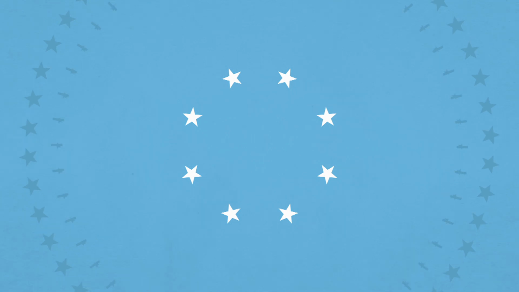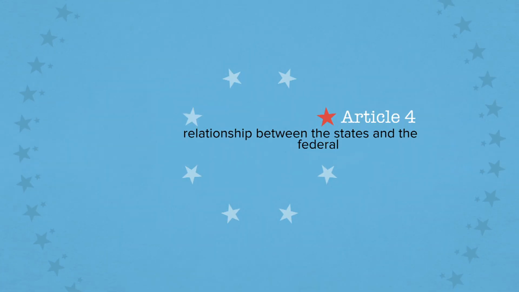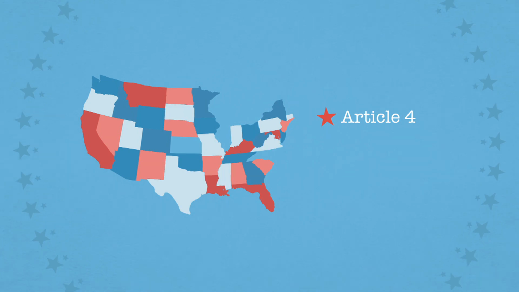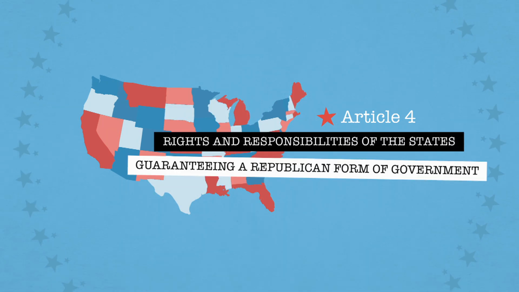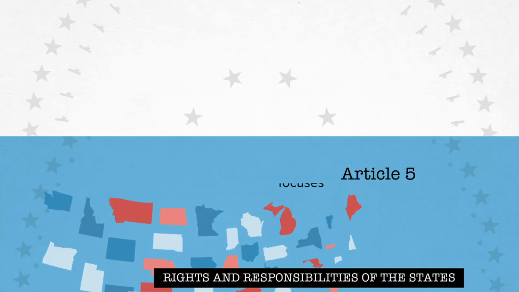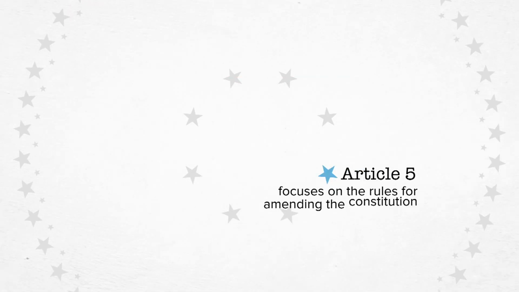That brings us to Article 4. Article 4 covers the important relationship between the states and the federal government. Here, the Constitution outlines rights and responsibilities of the states, as well as guaranteeing a republican form of government in each state. Article 5 focuses on the rules for amending the Constitution.